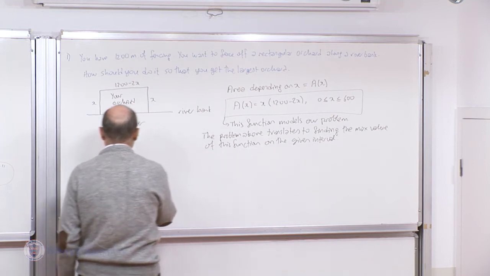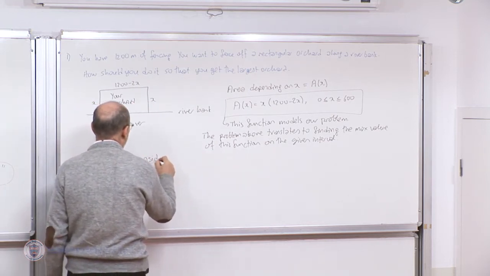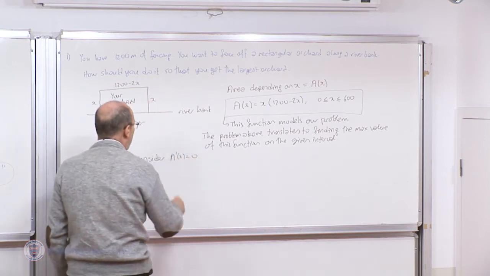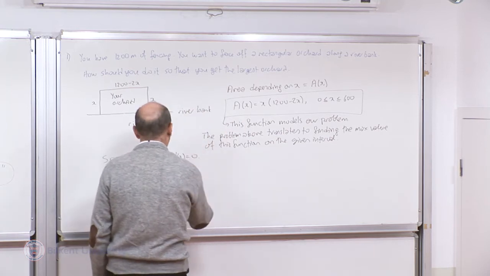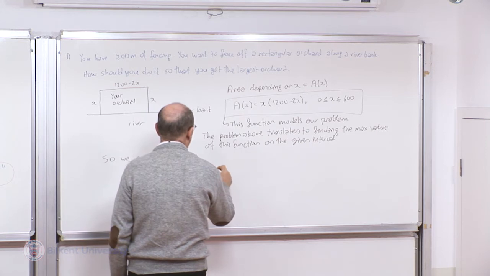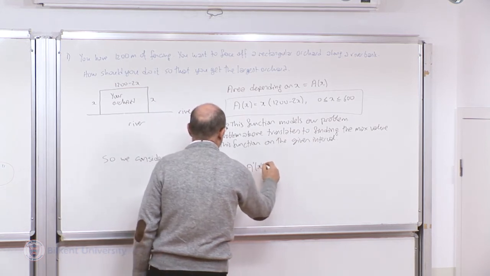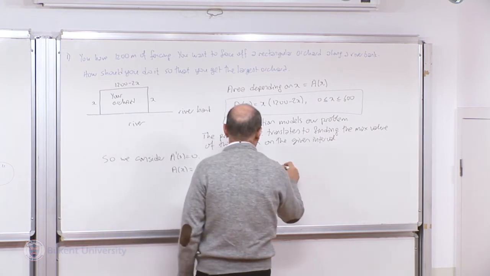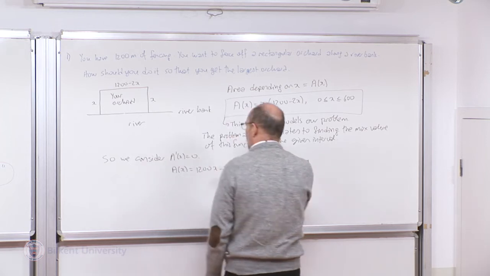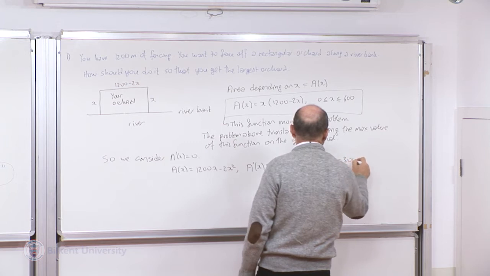Then we find, okay, so we consider a prime x equals 0. So here, A of x is equal to 1200x minus 2x squared. So A prime x is 1200 minus 4x. I want this to be equal to 0, and this gives me x equals 300.